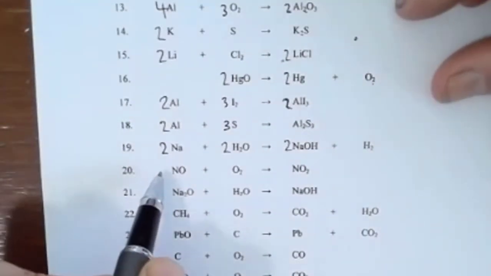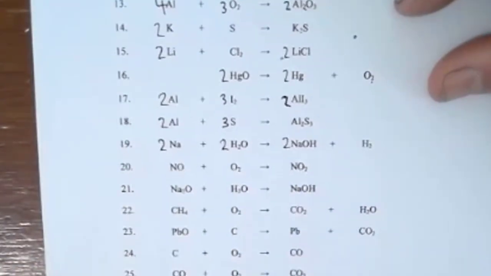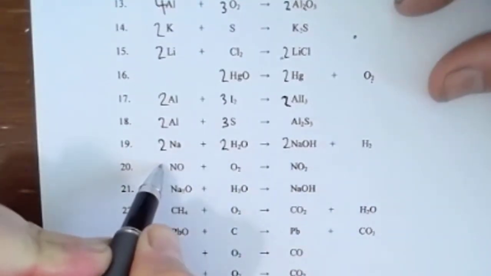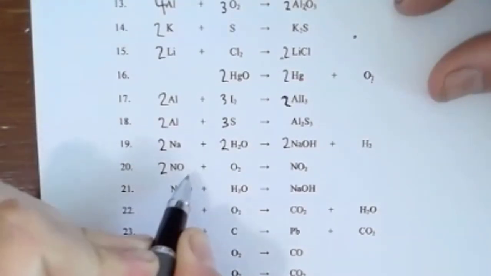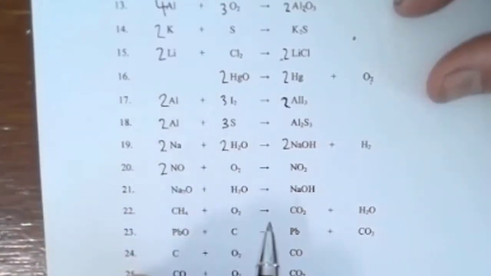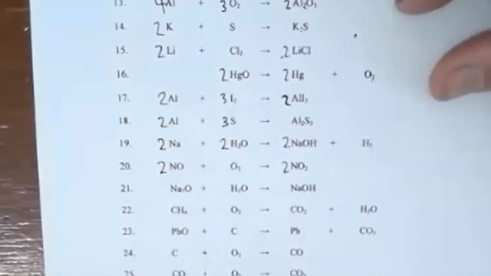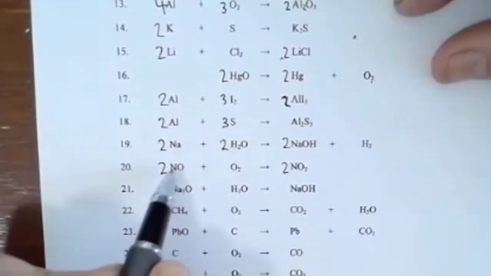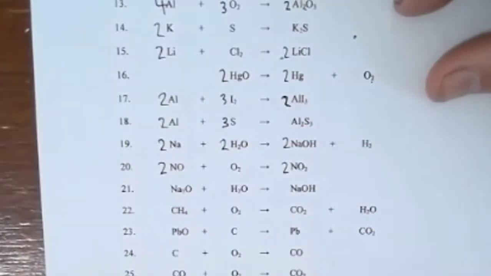Okay, what have we got here? We've got 3 oxygens on this side and 2 on this side. So, again, we don't like these odd numbers. So if I put a 2 here, now we've got 4 oxygen on this side, and if I put a 2 here, we've got 4 oxygen on this side. And we've done it, haven't we? So 2 nitrogen and 2 nitrogen, 4 oxygen, 4 oxygen.